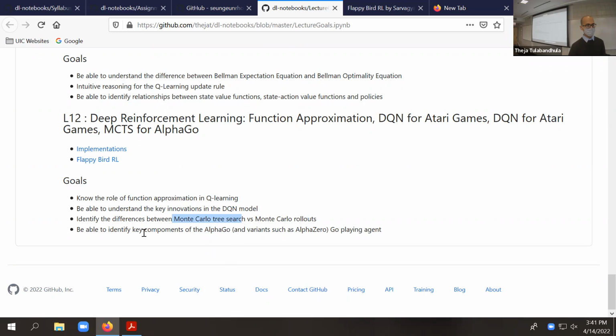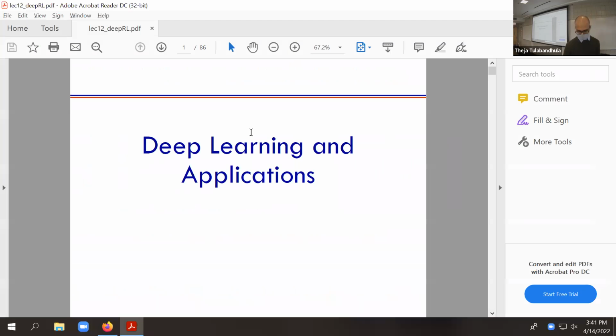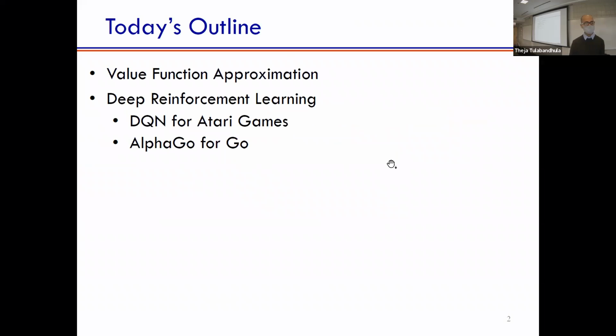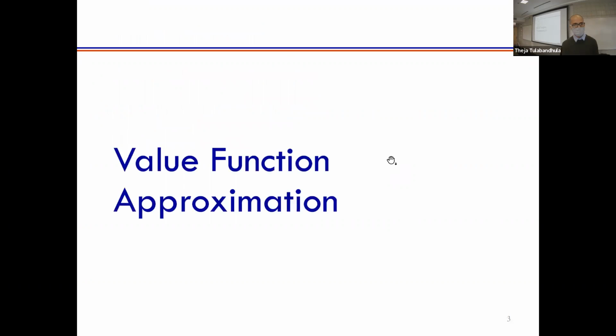So the goal is really three things: function approximation, how does DQN work, and what is forward search, and Monte Carlo tree search is an example there. So we'll start with function approximation and then talk about the two case studies.